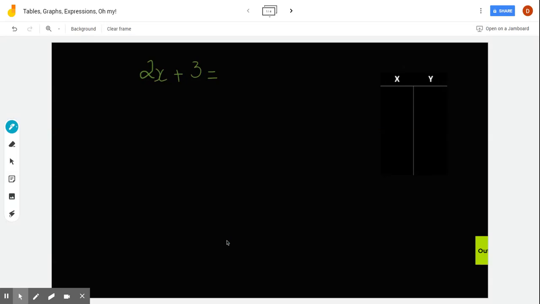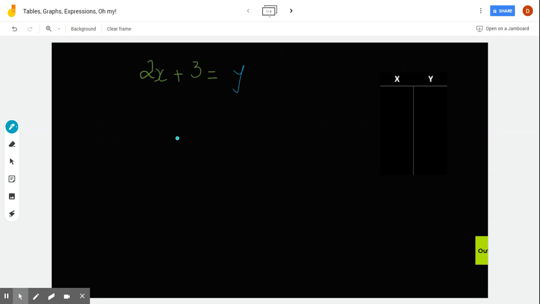Good afternoon, grade sevens. Today we're going to look at an expression, 2x plus 3, and how you could go from this into a table of values. I've got my table of values over here that says x and y. Technically, when you're looking at an expression, you might see it as saying 2x plus something equals, and the value there will be y.